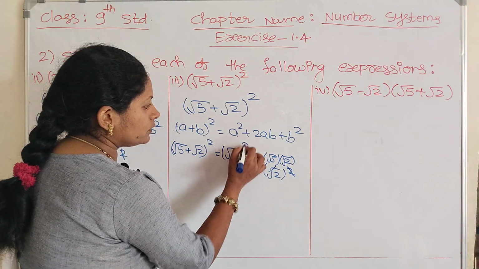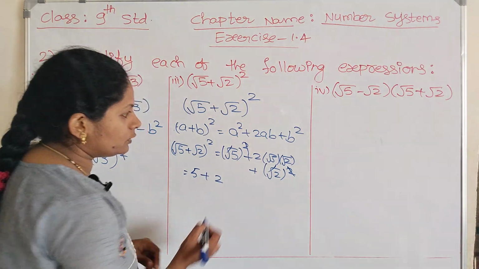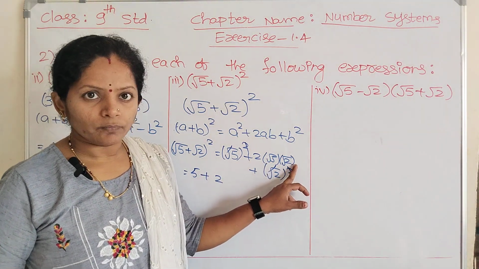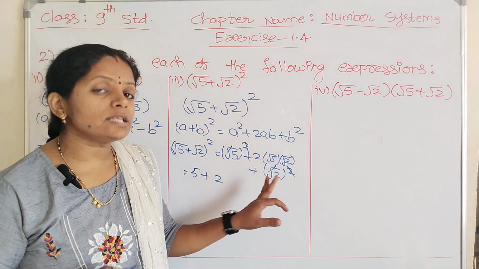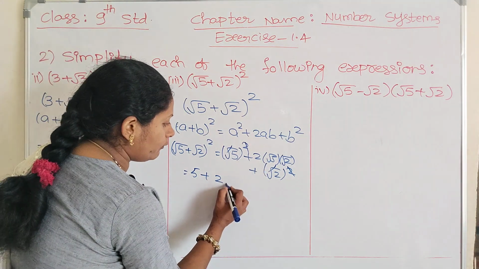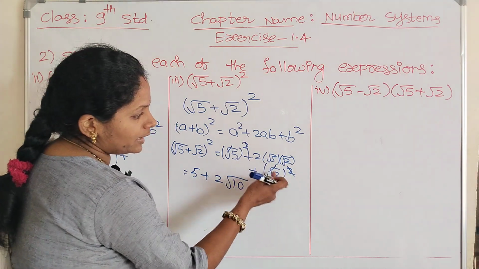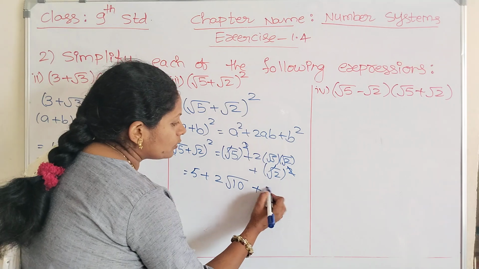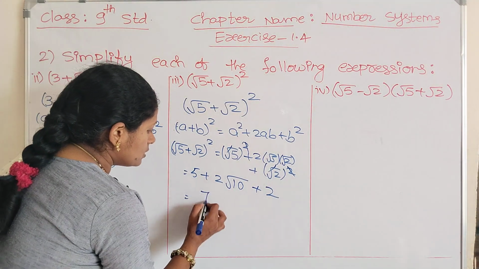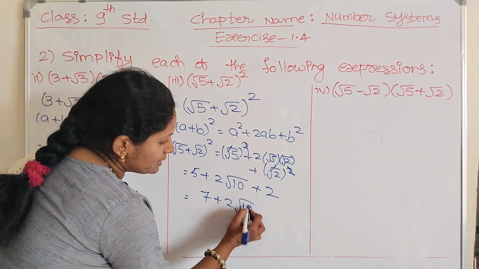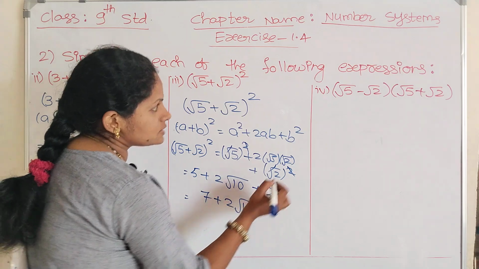Here square and square root will get cancelled. 5 plus 2 into root 5 into root 2, as we just discussed that root a into root b can be written as root of a into b. In that way, root of 5 into 2 is root of 10, plus here square and square root get cancelled, so 2 remains. 5 plus 2 is 7. 7 plus 2 root 10 is the answer of this.